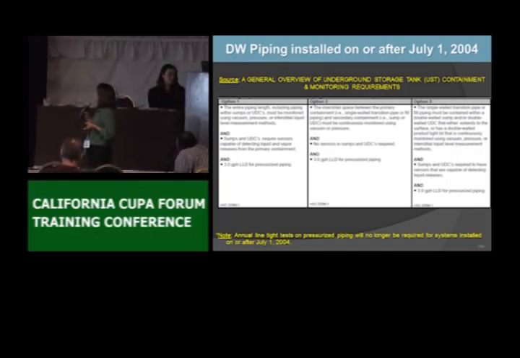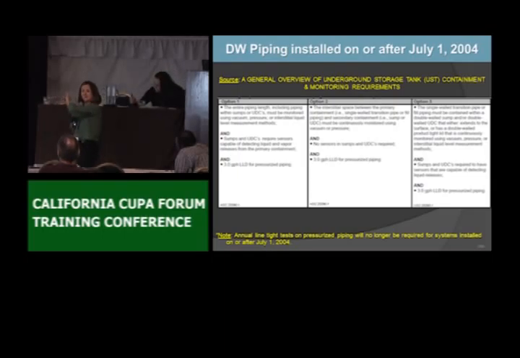And you also need a line leak detector. So we'll just get that out of the way. Everyone still needs a line leak detector. That has not changed, okay?